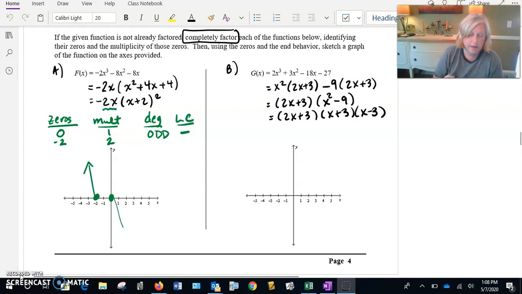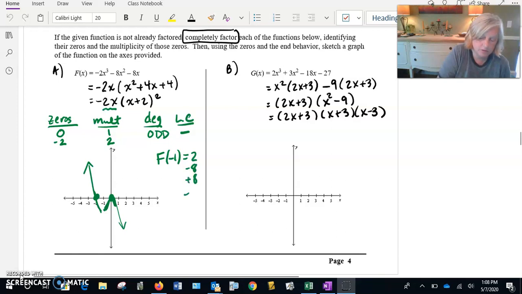And since we have a multiplicity of 1, it's got to cross like a line. It's going to have a minimum down here somewhere, and then it's going to bounce right here. Now, maybe if I want to get a little bit more detail, maybe I want to see how far down it goes, I might calculate, say, f of -1 just to get that value. We would have what? 2 minus 8 plus 8, so 2.